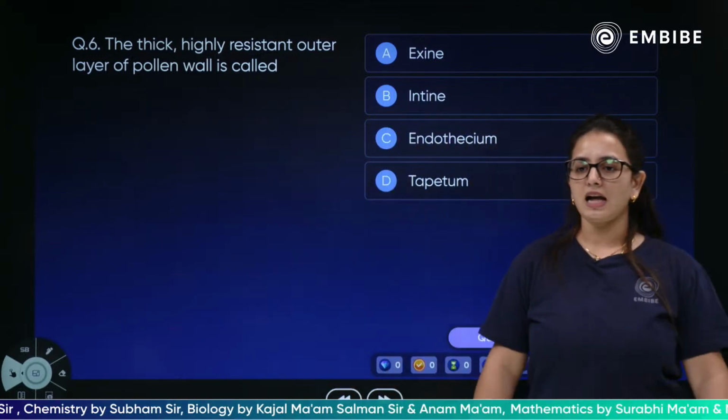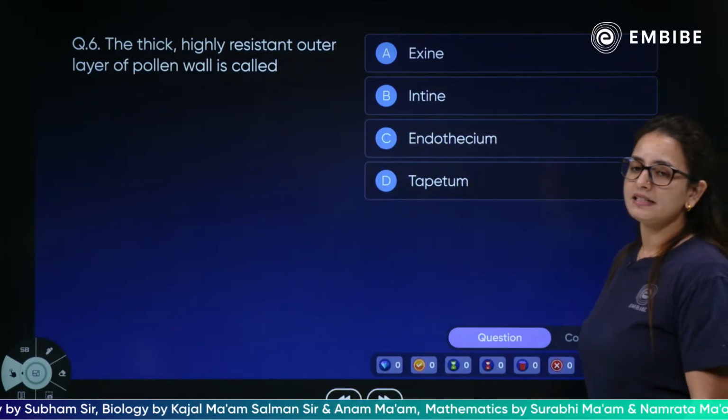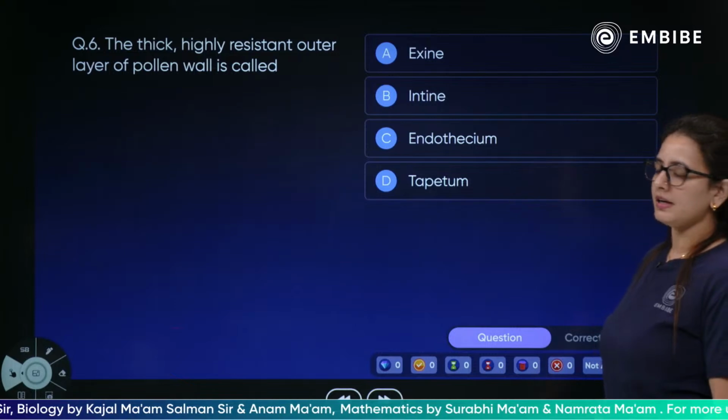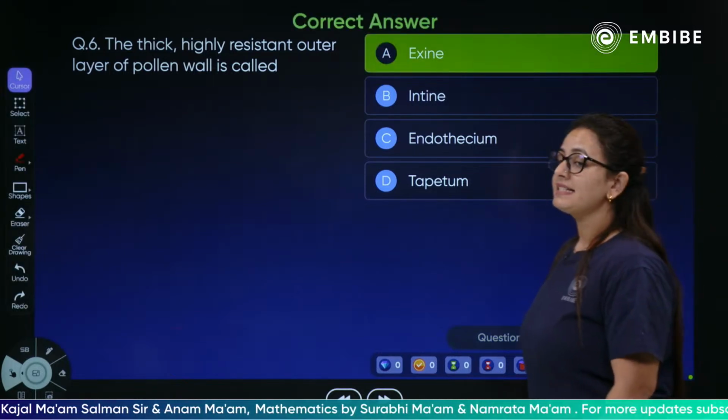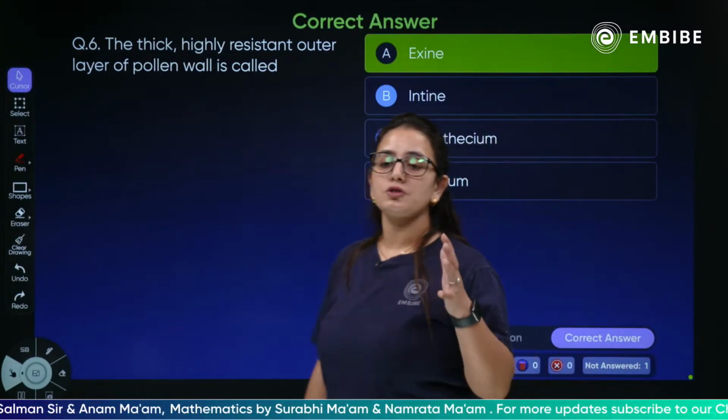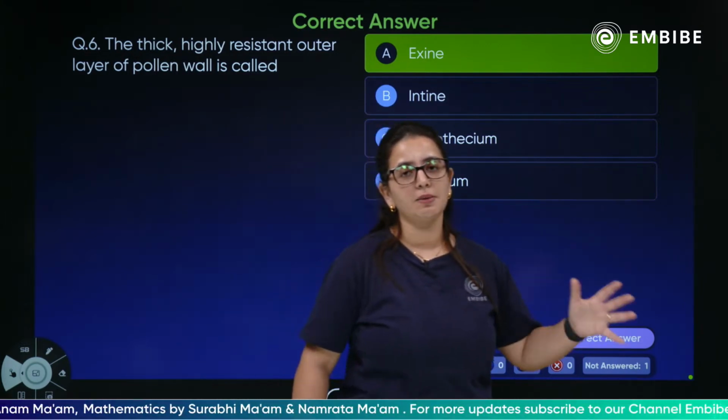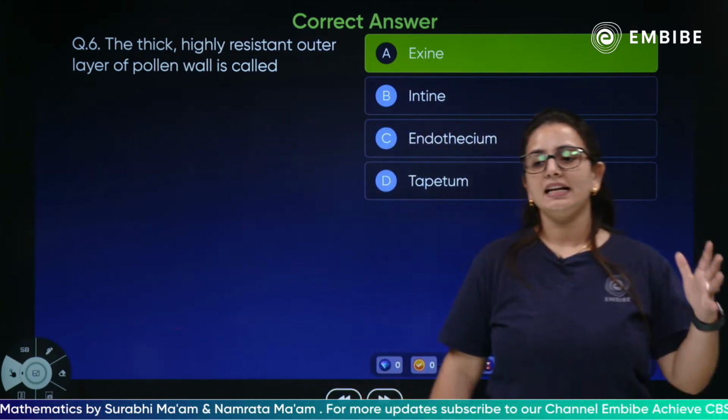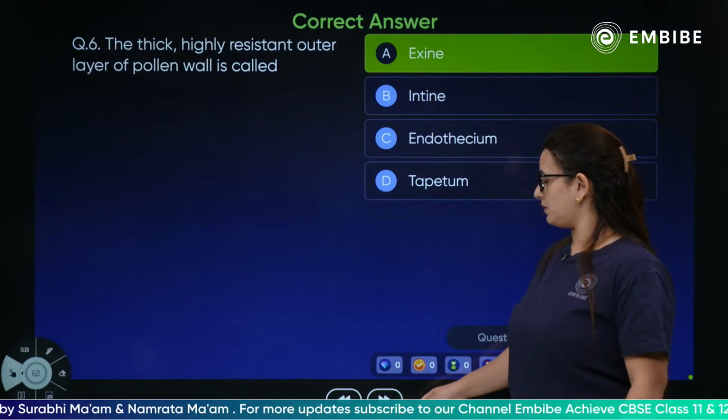Quickly, the answer is that the highly resistant thick layer of the pollen wall is called exine. The exine is made up of sporopollenin, which is a very hard substance that is not easily degradable. Yes, we have discussed this.